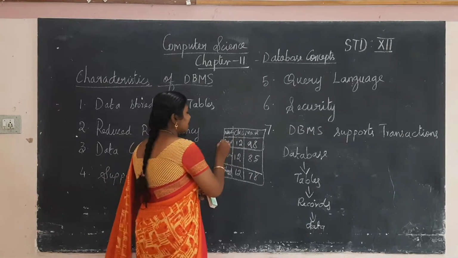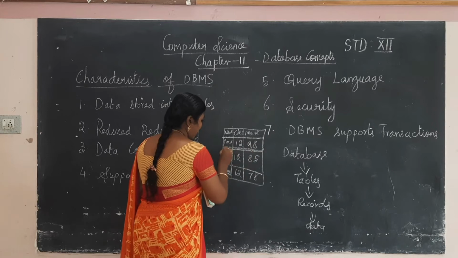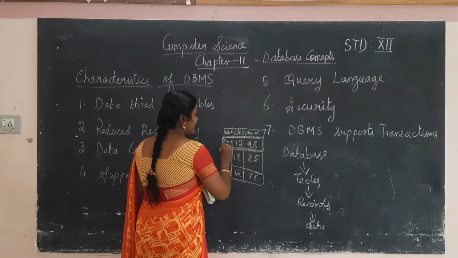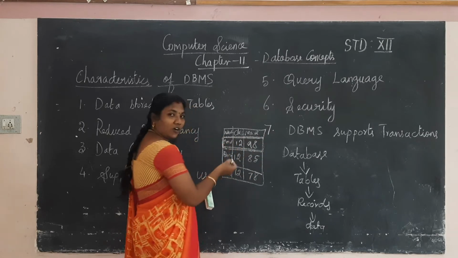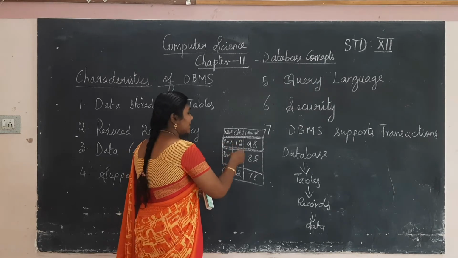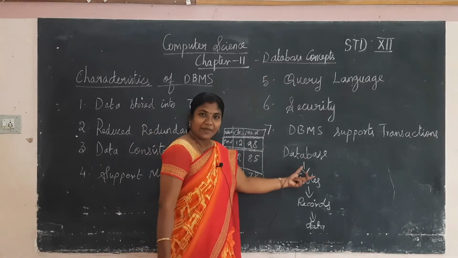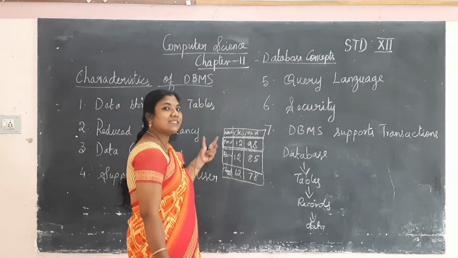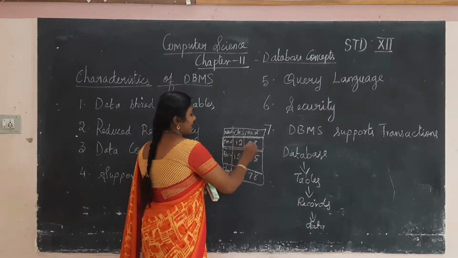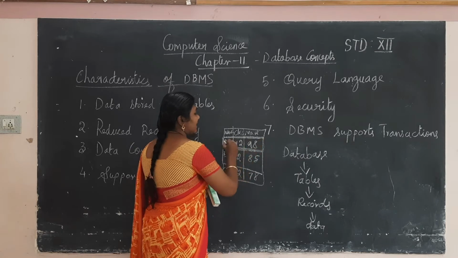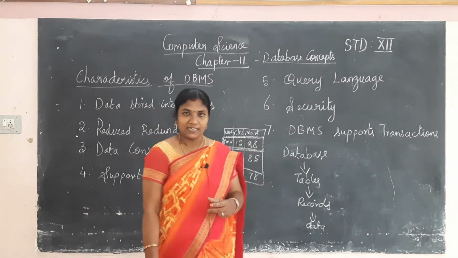So this is a particular record. In this record I am having 3 raw data. Anu is a data, 12 is a data, 98 is a data. Clear? So a database is a collection of tables, a table is a collection of records, and a record is a collection of data.